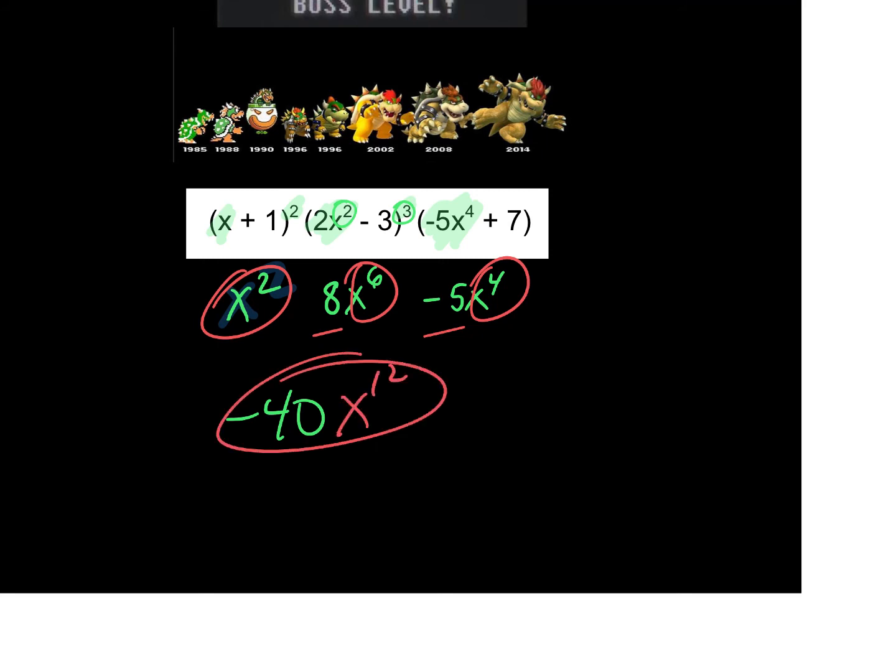Did anybody beat the boss level? Put your real hand up. Oh, we got 1, 2, 3, 4. Anybody online catch that one?